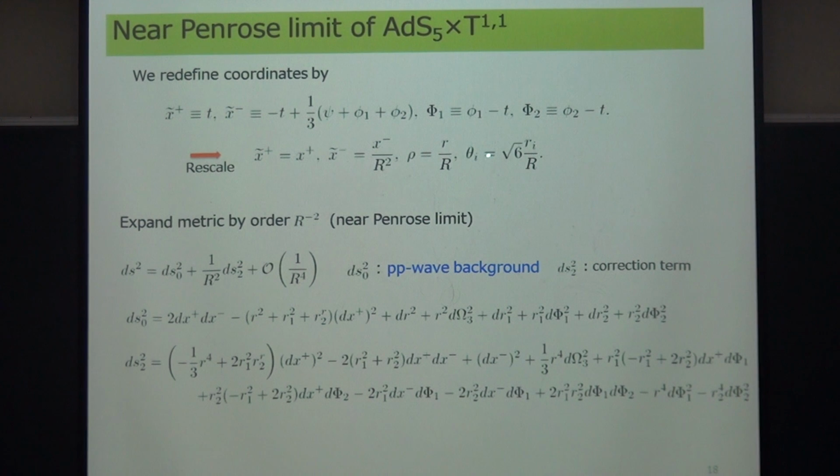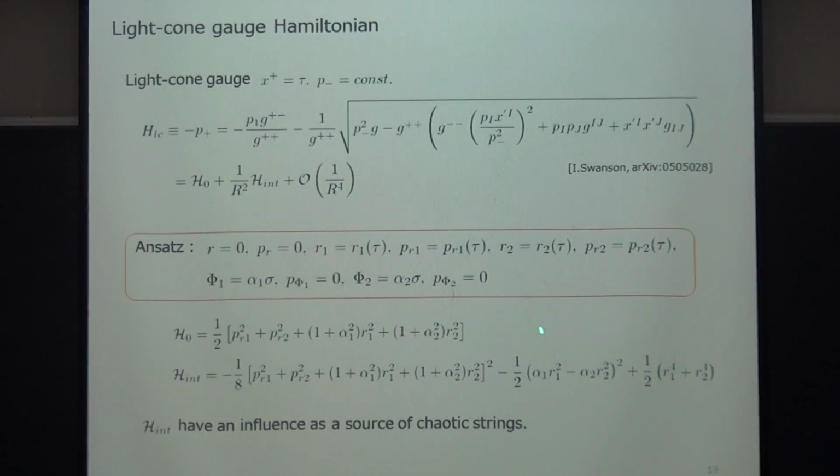First, we defined coordinates by this coordinate transformation, and we scaled with the AdS radius. And we expanded the metric by the order of R inverse squared. Of course, the first term is the pp-wave background, and this is a near-Penrose correction term. And here is the exact form of our metric, but this is not important here, so I crushed it. And we take the Lagrangian, Hamiltonian and expand it by the order of R inverse squared. Then we take an ansatz in this form.